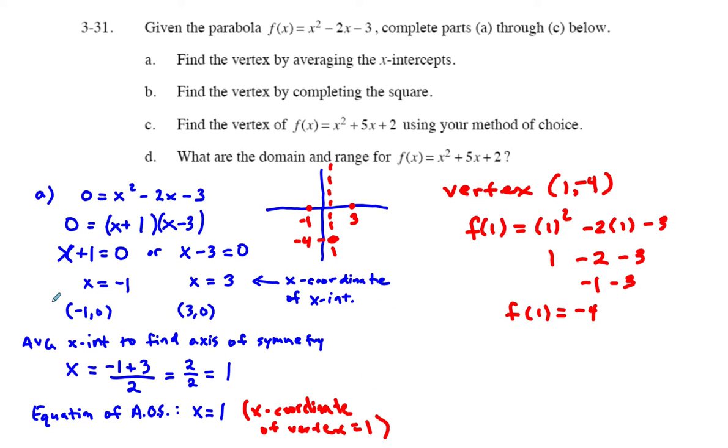Now we're going to go ahead and find it by completing the square. I'm going to switch colors, and we'll squeeze that in right here. We've got B. We're going to find the vertex by completing the square. So right now we've got f of x equals x squared minus 2x minus 3. I know a lot of you have been using the generic rectangle to help complete the square, so we'll go ahead and do that right now. Here's our generic rectangle.